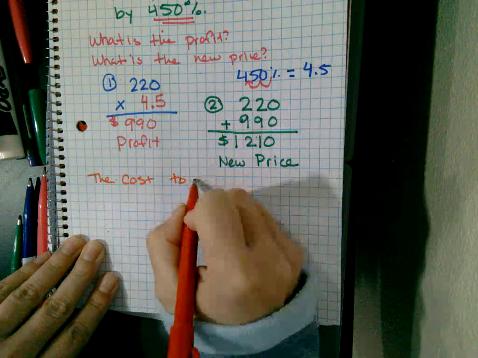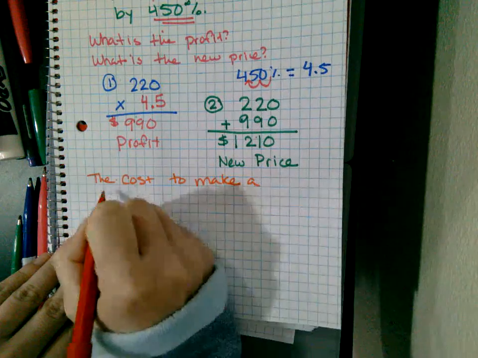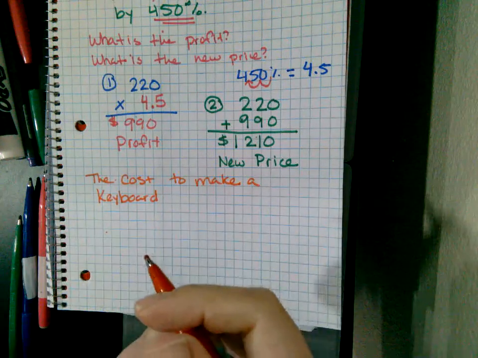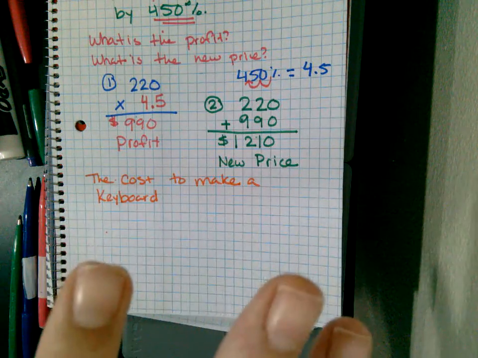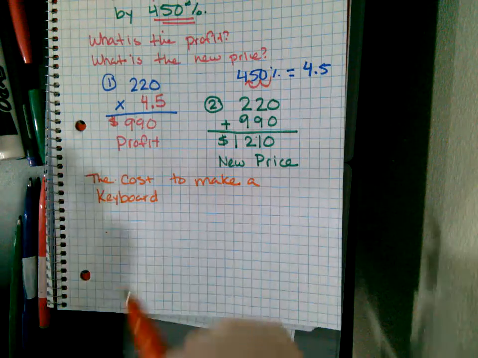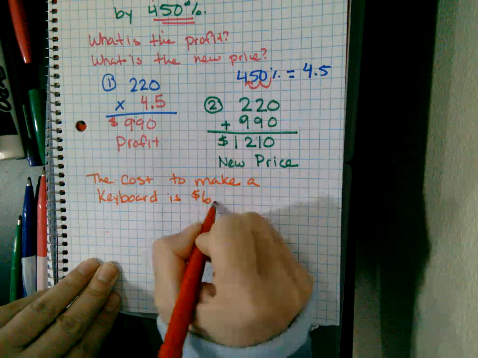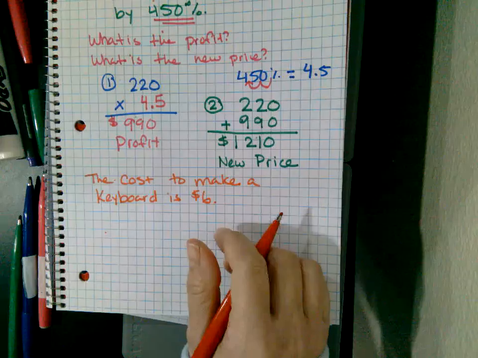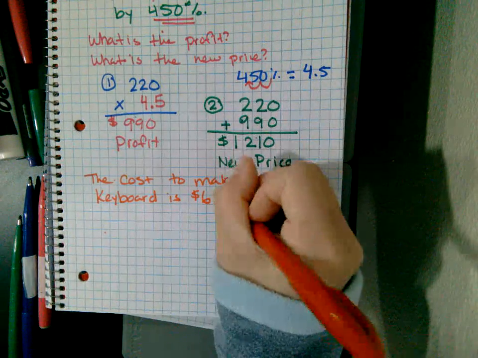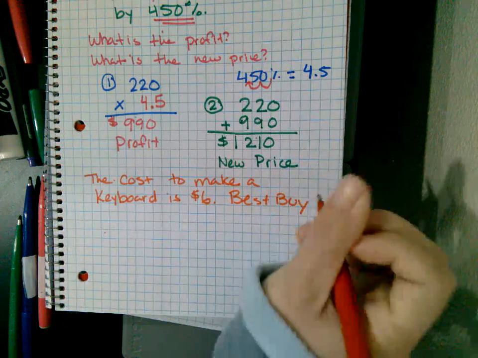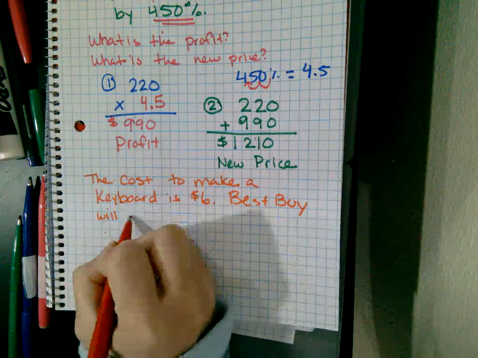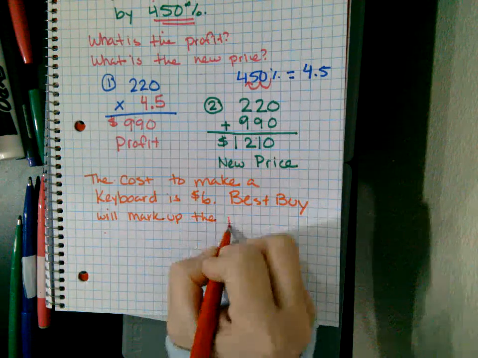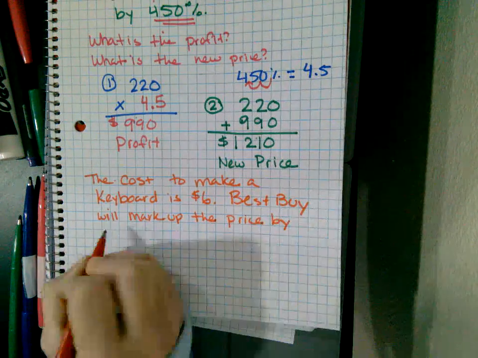The cost to make a keyboard, you know, like those freestanding keyboards. For those of you who are gamers, you have those keyboards that have like multicolor and they're like super cool. $6. So to make your super cool, awesome keyboard for your computer, $6. But Best Buy will mark up the price by 70%.